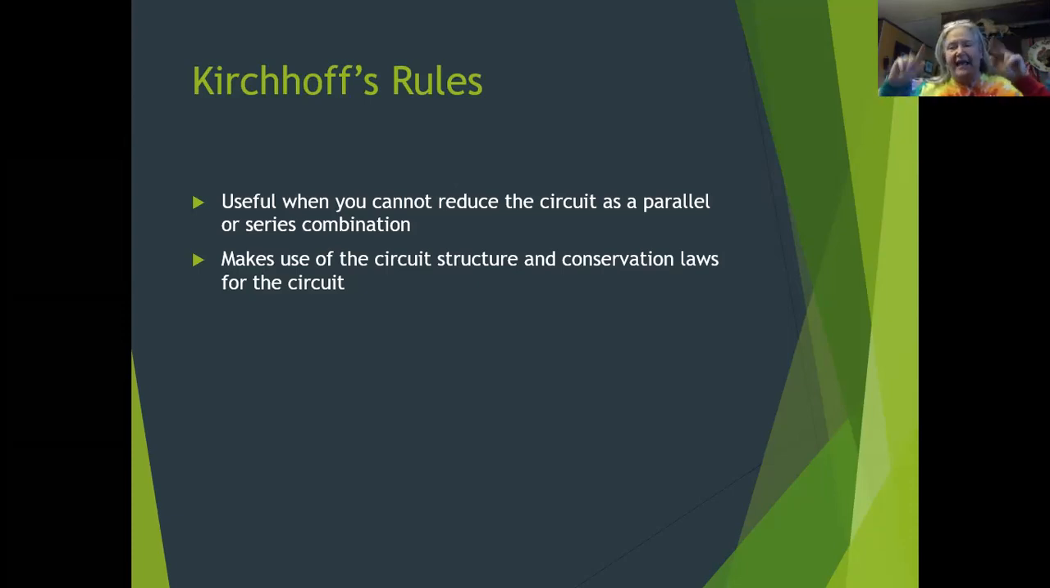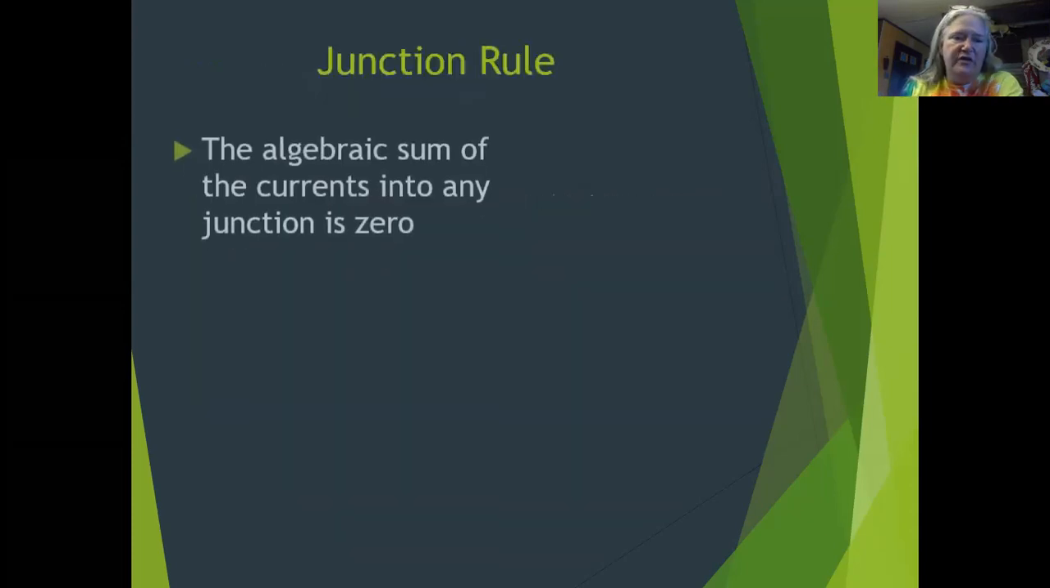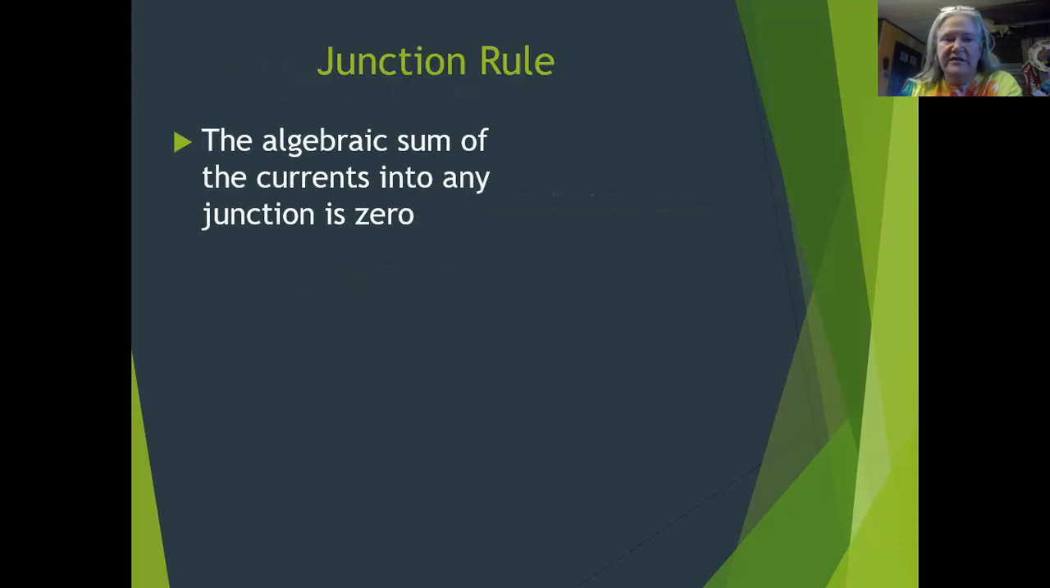Current can't just hang out in any part of the circuit. It has to flow in and flow out depending upon which direction it's going, but it can't linger, say, in a junction. So the amount of current into a junction has to equal the amount of current out of a junction. And so those are things called the junction rule. The junction rule is the first one. It says the algebraic sum of any currents in a junction is 0.